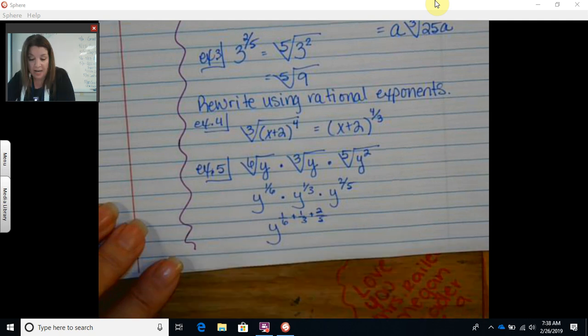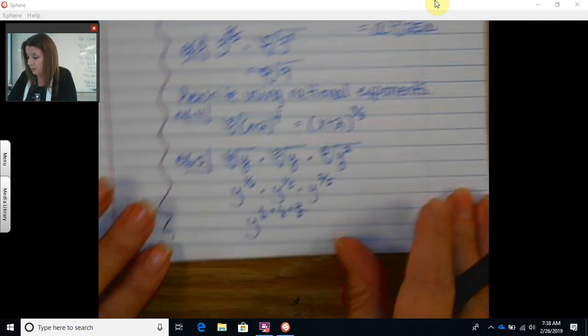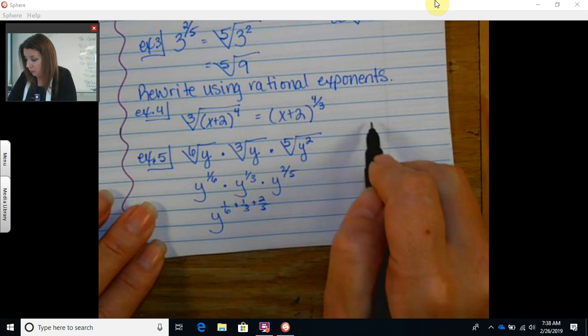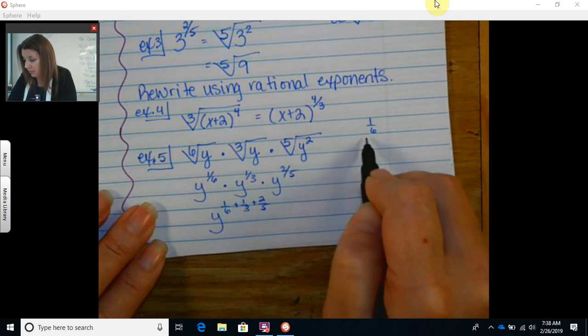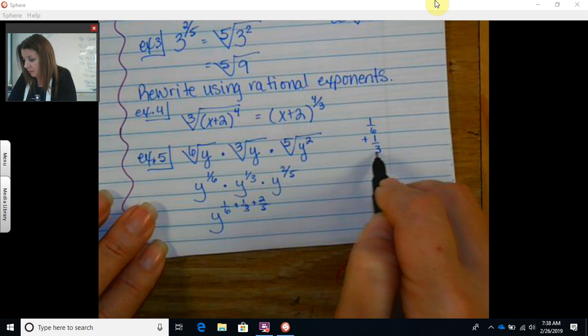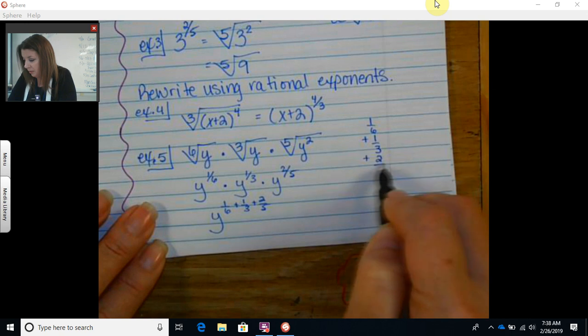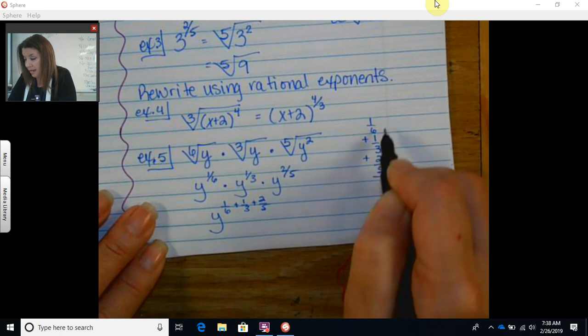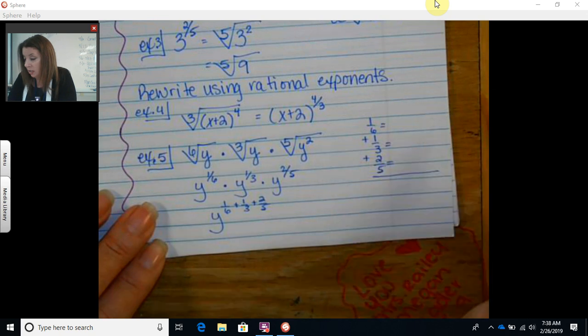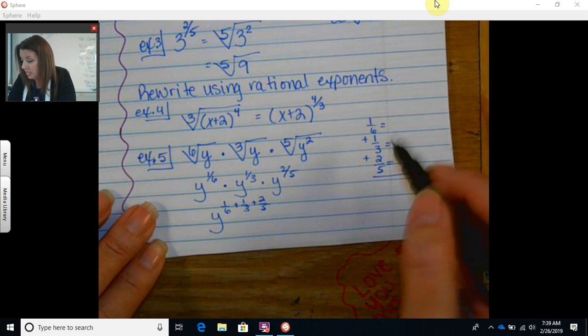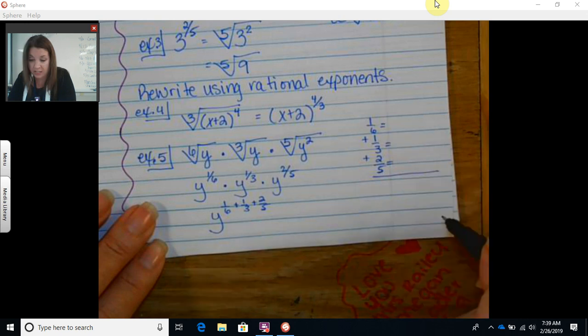And it didn't really ask us to simplify, but we might as well go ahead and do that. We know how to add fractions, right? Yeah. So I'm going to do that over here on the side. Before you can add fractions, what do you need to have? Common denominator. Remember when we were finding the least common denominators before our last test? Well, this is kind of the same thing. Least common denominator. What's the smallest number that 6, 3, and 5 will all divide into evenly? 30.